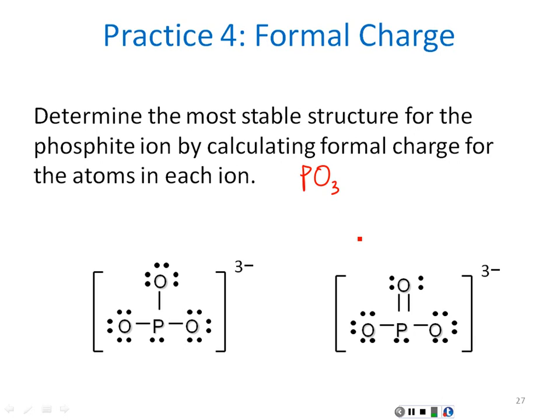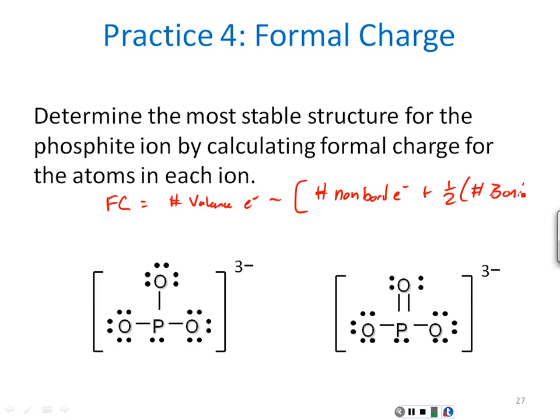Now, the formal charge is equal to the number of valence electrons minus the sum of the number of non-bonding electrons plus 1/2 the number of bonding electrons.